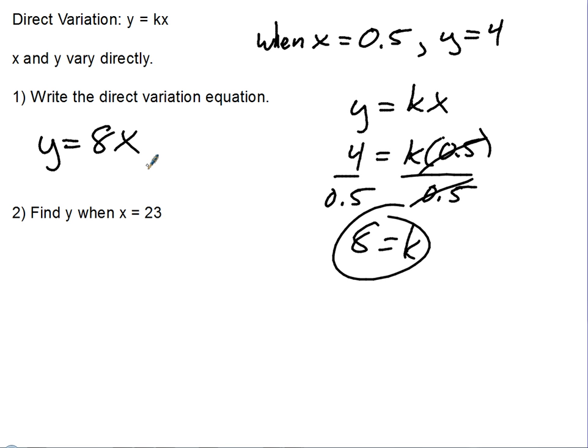Find y when x equals 23, that's pretty simple. What do I do? Times. Yeah. Just plug 23 in for x. Find out what y is. No big deal. Easy enough. Okay, I think we're good. Let's head down.